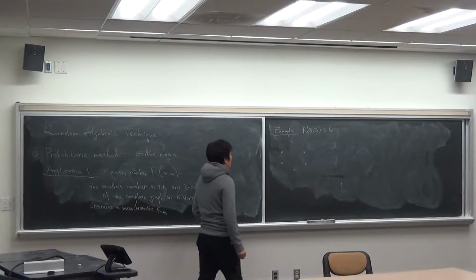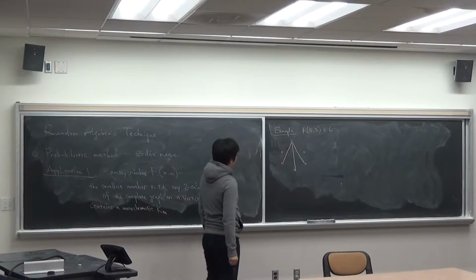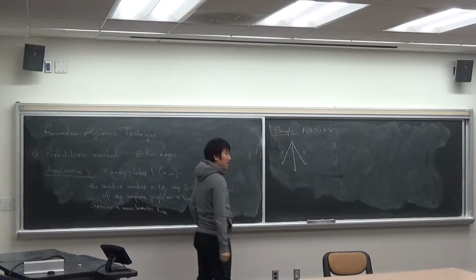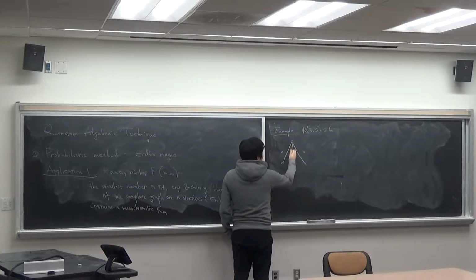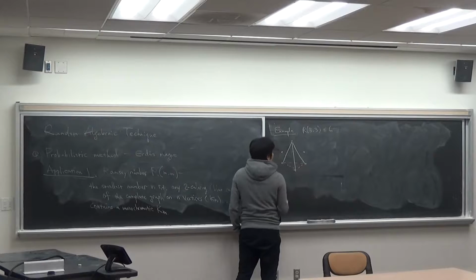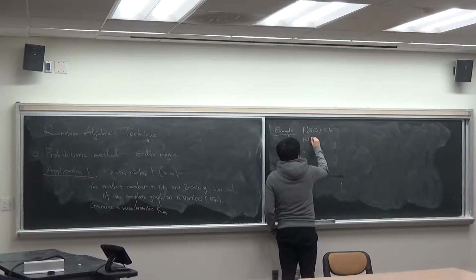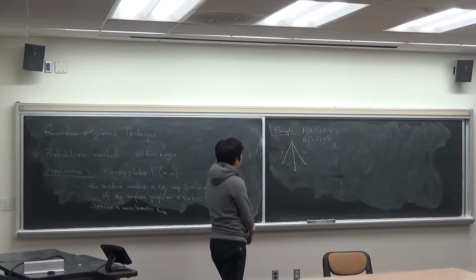Say they are of blue color. If we look at the coloring of the edges between those 3 vertices, if there is ever one blue edge among them, then I have a blue triangle. Otherwise, they are all red, and therefore I find a red triangle. So this shows R(3,3) is less than or equal to 6. And I also claim R(3,3) is greater than 5, which will give us the estimation: R(3,3) is equal to 6.